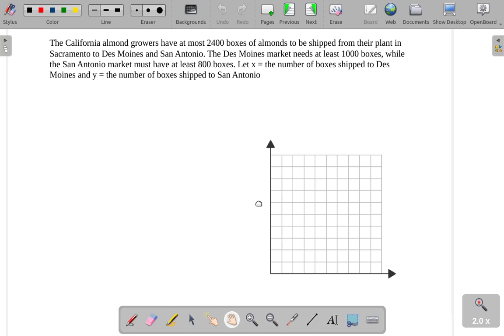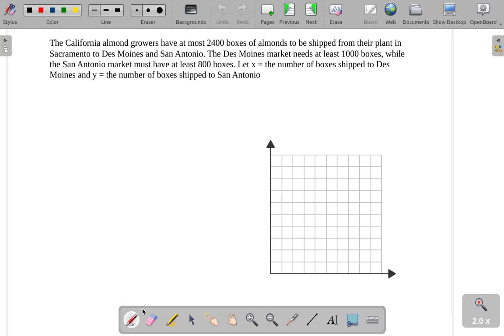The California almond growers have at most 2,400 boxes of almonds to be shipped from their plant in Sacramento to Des Moines and San Antonio. The Des Moines market needs at least 1,000 boxes, while the San Antonio market must have at least 800 boxes.